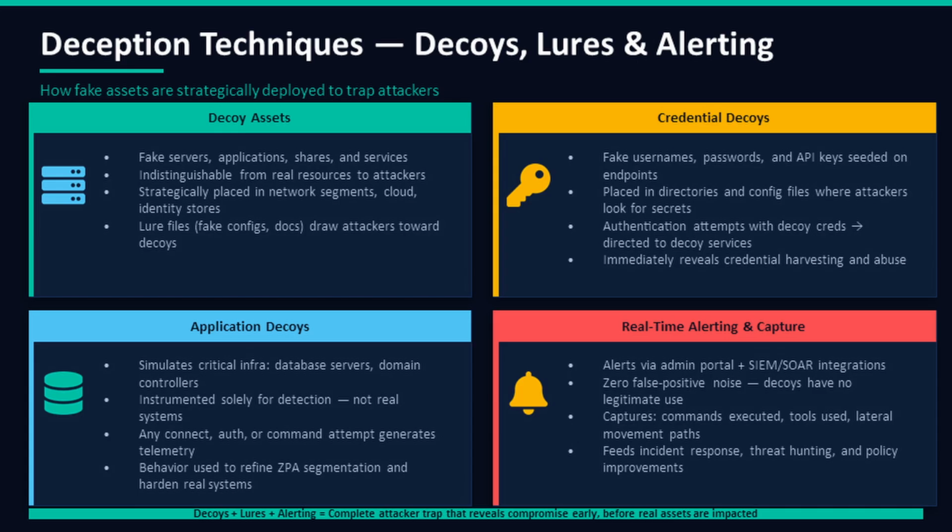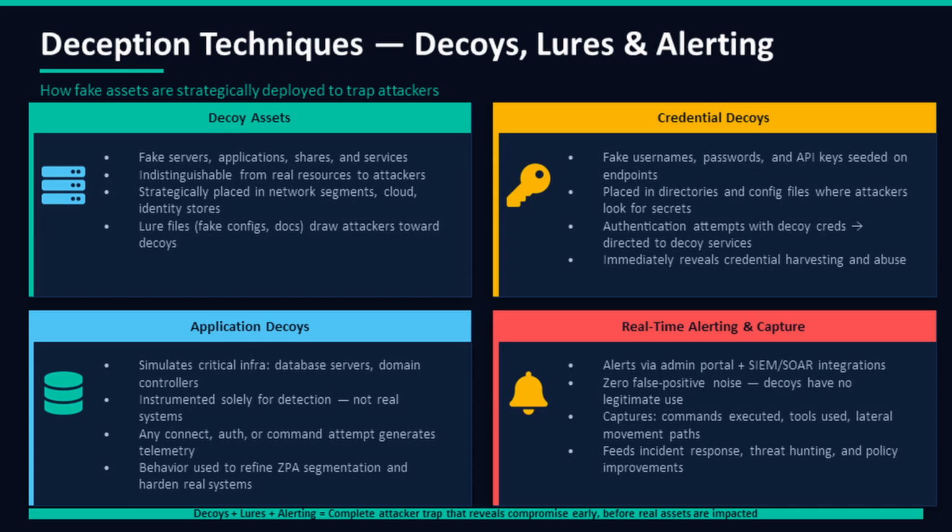Credential decoys are one of the most powerful techniques because credential harvesting is so common in modern attacks. Fake usernames, passwords, and API keys are seeded directly onto endpoints, in configuration files, in directories where attackers commonly look for secrets. Things like environment files, scheduled task configurations, and IT automation scripts. If an attacker harvests these credentials and attempts to use them, the authentication requests are routed to decoy services that record everything about the attempt. The attacker thinks they've found real credentials. They haven't, and now you know exactly who has them.